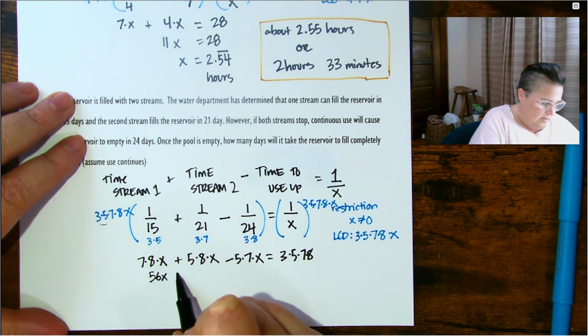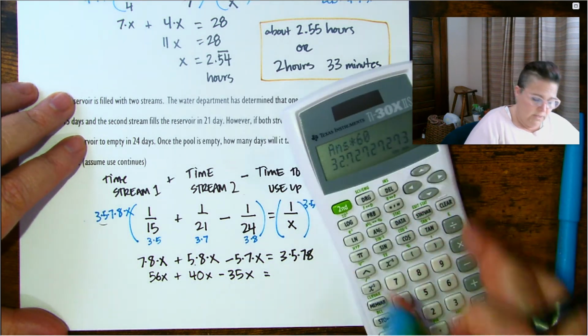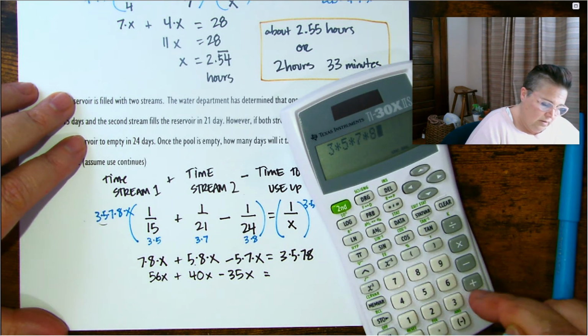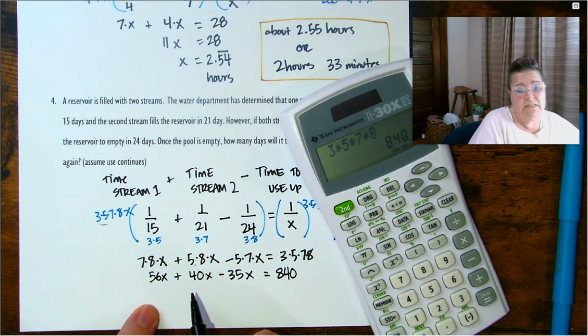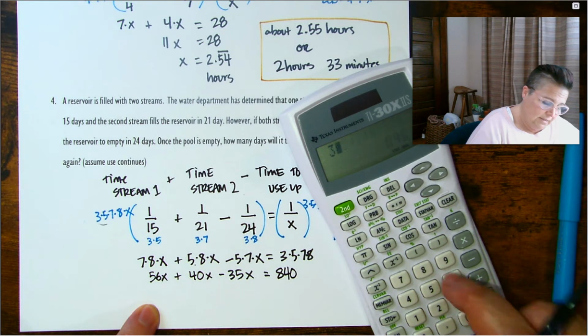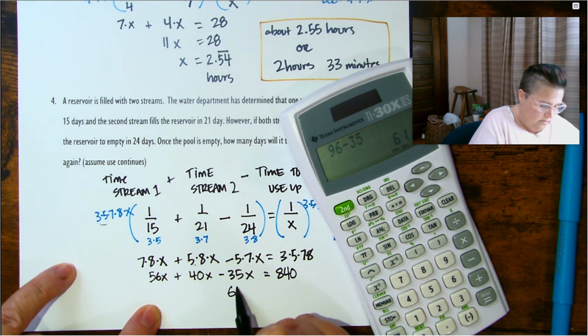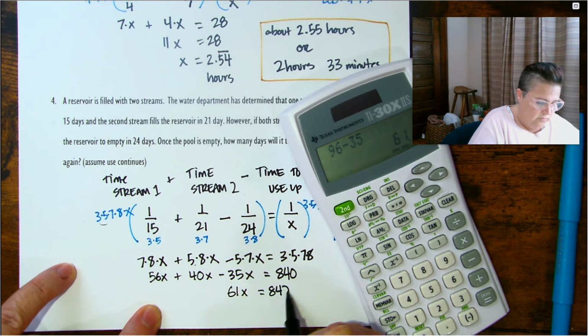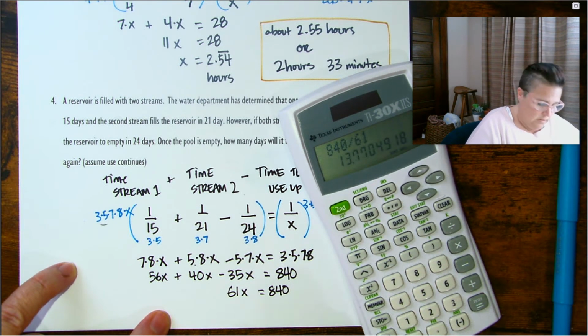Now that I've got all this written out, I can do 7 by 8. That's 56. I can do 5 by 8. That's 40. I can do 5 by 7. That's 35x. Now I'll take my calculator and do 3 times 5 times 7 times 8, and I get 840. All right, 56 plus 40 is 96, minus the 35 there is going to give me 61. So 61x is 840. Now if I take 840 and divide it by 61, I get that my x is equal to 13.77 days.